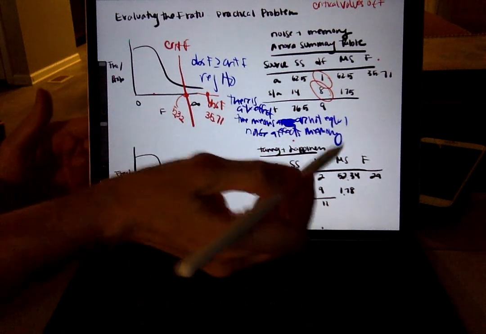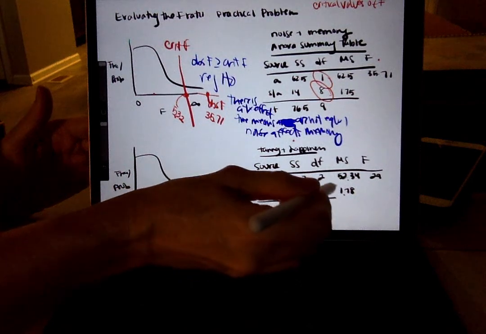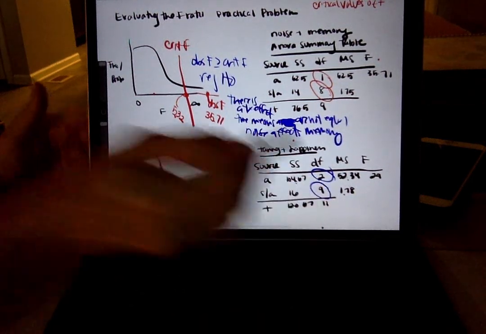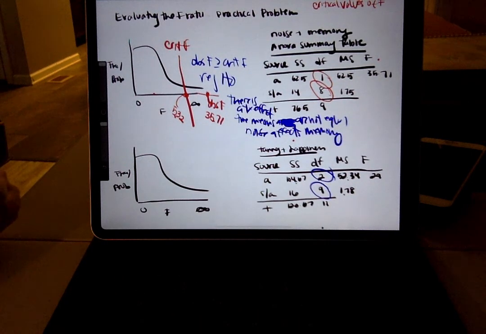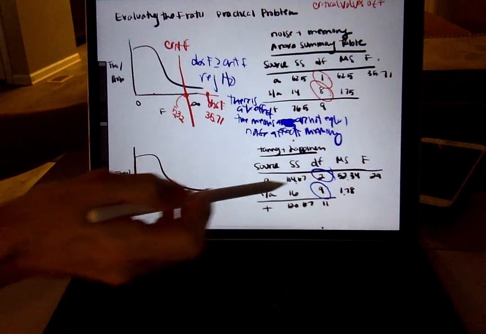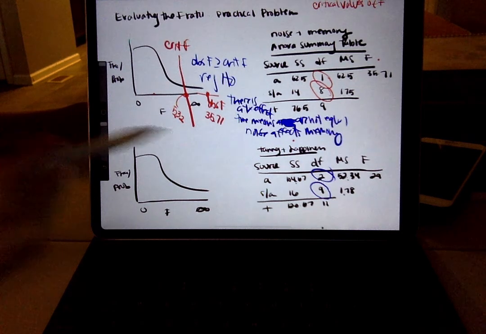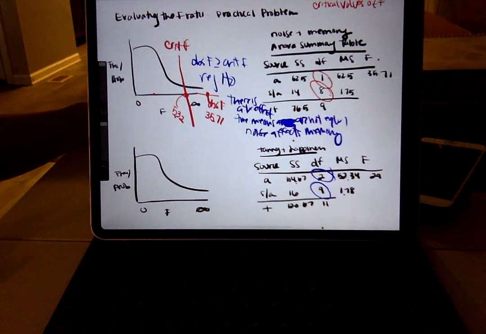For now, anytime we do the one-way ANOVA, which we're going to be working on for a few weeks, numerator is degrees of freedom A, and denominator is degrees of freedom S over A. So when you're trying to find the critical F on this chart, you just need to find your degrees of freedom for A and your degrees of freedom for S over A. Now that's going to change a little bit when we get to additional ANOVAs, but for the one-way ANOVA, it's always going to be A and S over A.